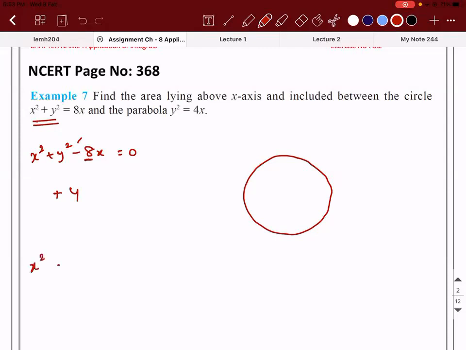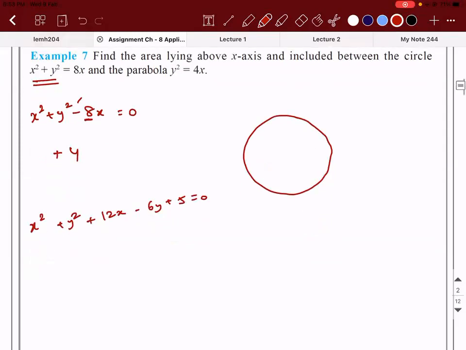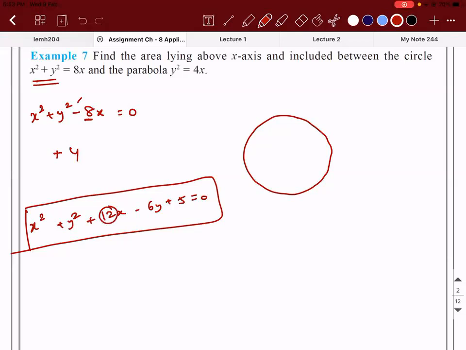Just for the sake of practice. What will be the center of this circle? Tell me. 12 is there. Make it half, 6. But the coefficient of x is positive, so change the sign to opposite. Comma 6. It will be plus 3. So minus 6 comma 3 is going to be the center of this circle.